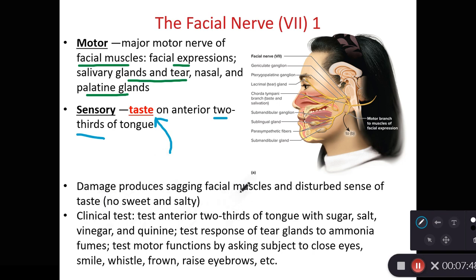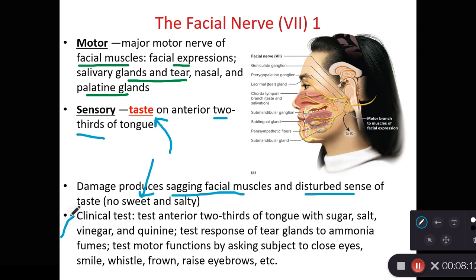So in terms of damage to this nerve, if somebody has damage to the facial nerve, they can have sagging facial muscles because they aren't going to be able to send innervation or send action potentials to that muscle. There's also a disturbed sense of taste because particularly sweet and salty are affected. We don't have sensation from the anterior 2/3 of our tongue. We've lost most of our sense of taste.